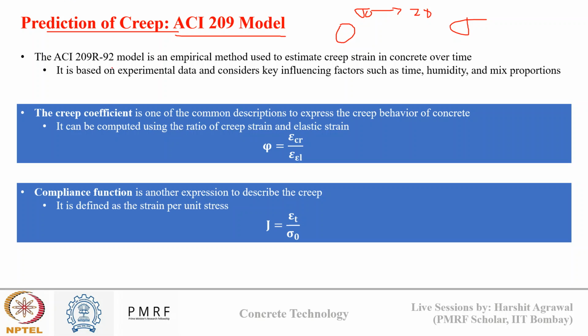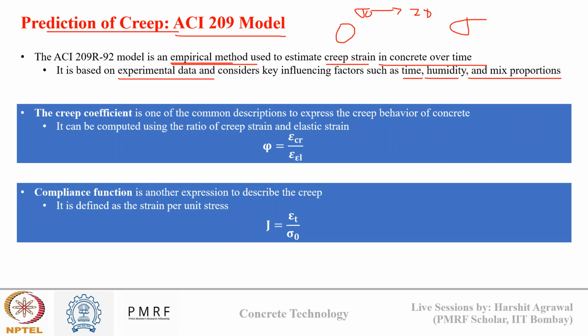There is a method standardized by the ACI 219 model for creep prediction, and this is an empirical method which is used to estimate creep strain in concrete over time. This model is based on experimental data, and it considers factors like time, humidity, and mixture proportion of concrete.